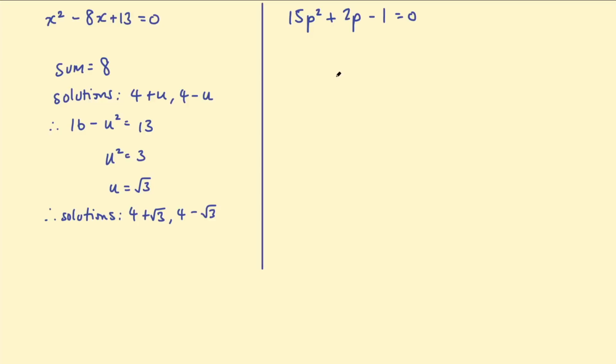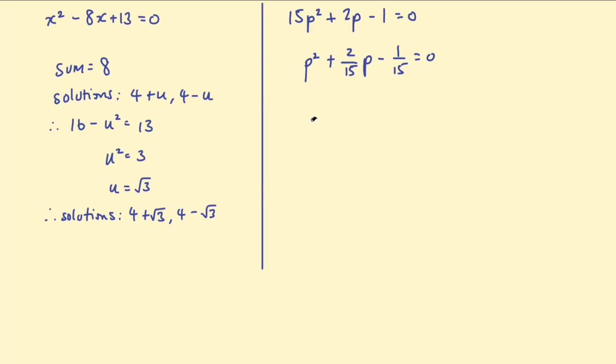So this actually factorizes, and if you were looking to factorize this, you'd be looking for factors of 15 that make 2. So this actually factorizes quite nicely. But let's go ahead and use this new method. And the first thing we have to do is to make sure that the coefficient of the squared term is 1. So we have to divide through by 15. So this becomes p squared plus 2 on 15p take 1 on 15 equals 0.